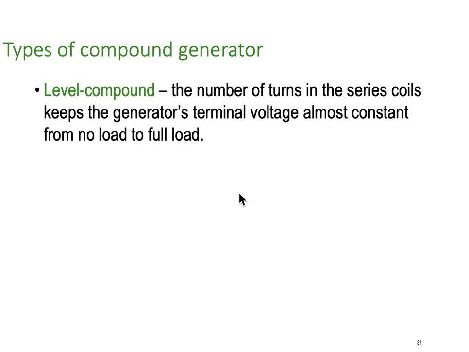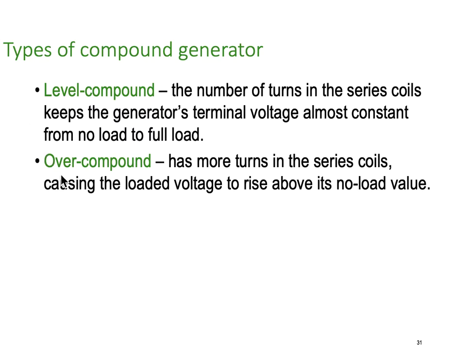So different types of compound generator. There's the level compound. The number of turns in series of the coils keeps the generator's terminal voltage almost constant from no load to full load. So that's one of the big advantages of the compound. So it doesn't matter whether you're part load or full load, you're going to get a fixed voltage at the terminals.